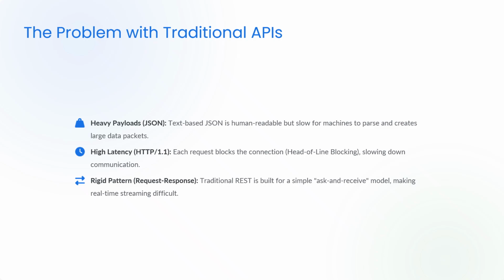The traditional REST APIs using JSON and HTTP 1.1 have a few limitations. For example, JSON is text-based, which makes it large and slow for machines to parse. HTTP 1.1 suffers from head-of-line blocking, which increases its latency, and REST follows a rigid request-response model, meaning real-time streaming is difficult. These constraints become painful as systems scale and require low latency.